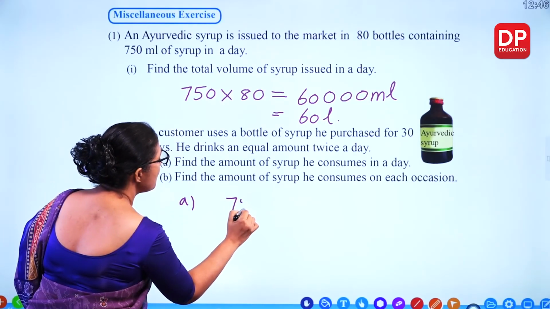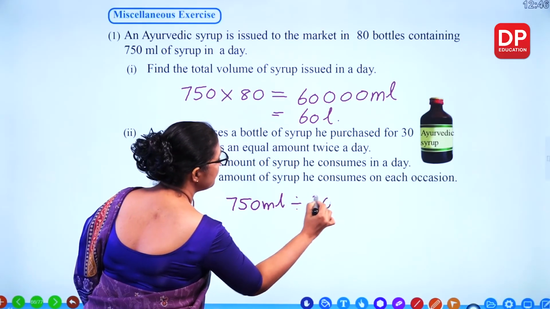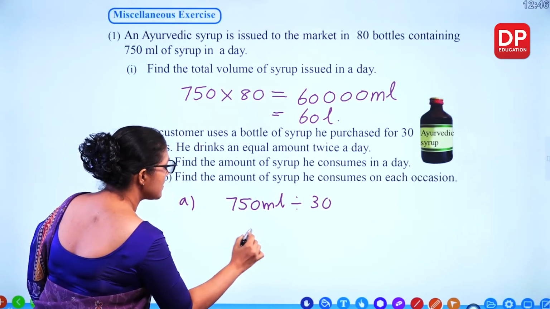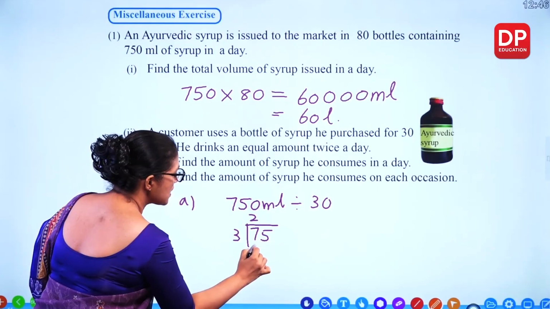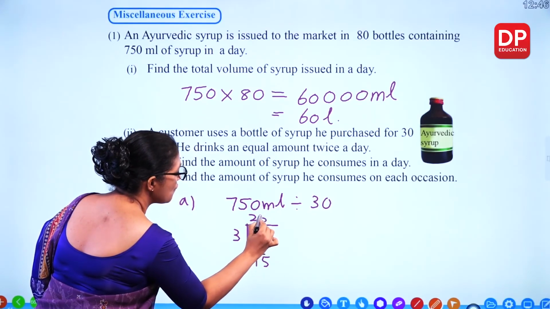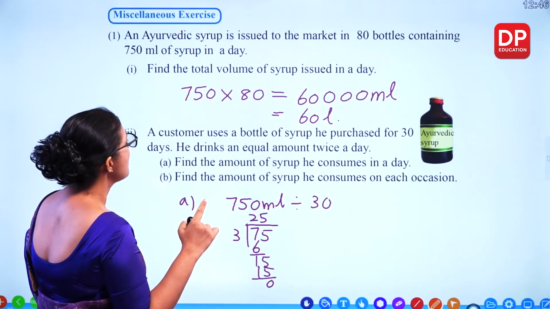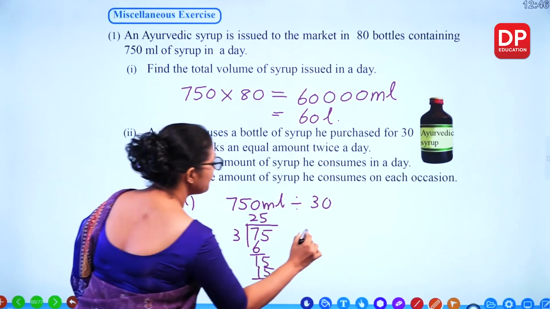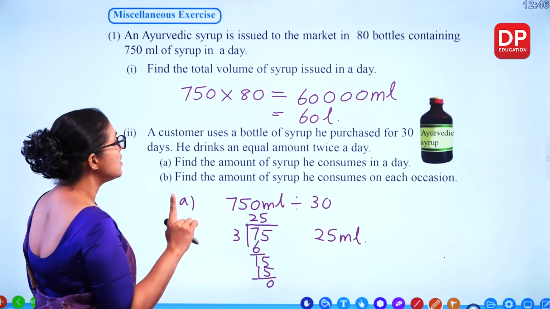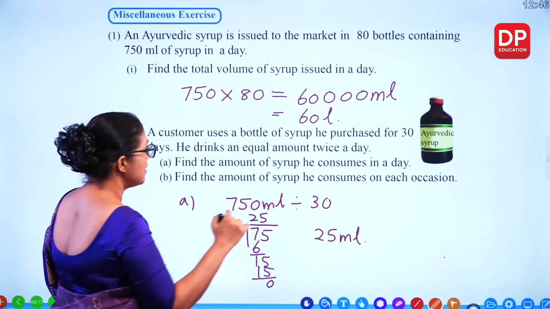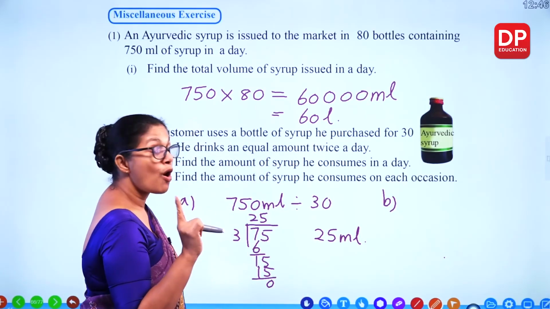So 750 milliliters divided by 30. So 0, 0 get cancelled out. So that means 75 divided by 3. 3 times 2, 6. For 15, that's 5. So you get 0 here. So 25 milliliters. That's per day. Then you need to find the amount of syrup he consumes on each occasion.